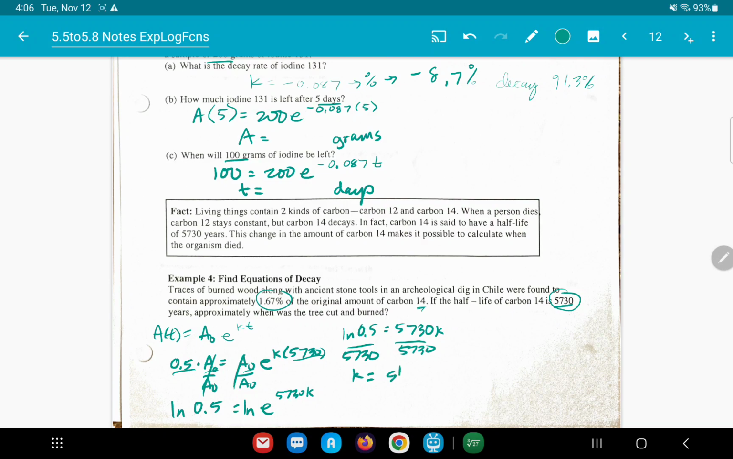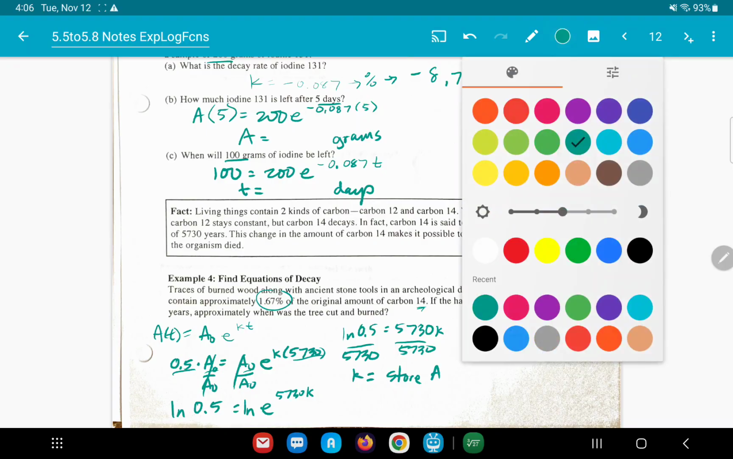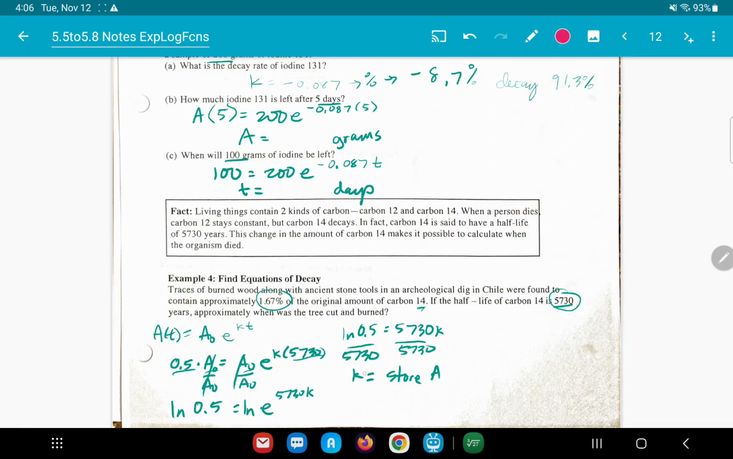I'm just going to say store this number as a, whatever that is. Then remember, we're going to go to part 2 now. We're going to use that k value and put it into our basic formula over here. So now, again, we have 0.0167 of our original material is equal to the original material times e to the, and then this is the k value that we have there, so put that number in there.